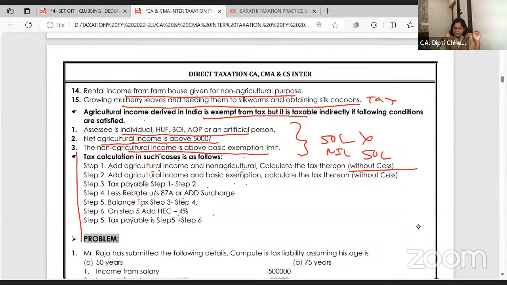First, agricultural and non-agricultural income, calculate tax. Then agricultural and basic exemption tax. 1 minus 2 is your tax payable. Now, if this income exceeds 50 lakhs, add surcharge. If this is less than 5 lakhs, rebate. Both will not come together. Then on the resulting tax, add cess. If you add cess here, your problem will go wrong.